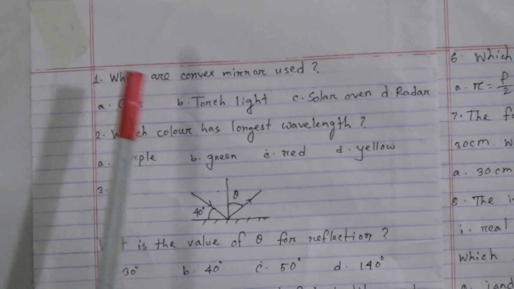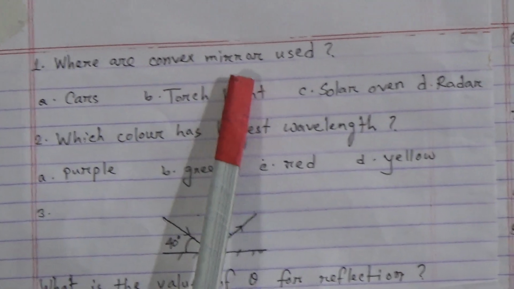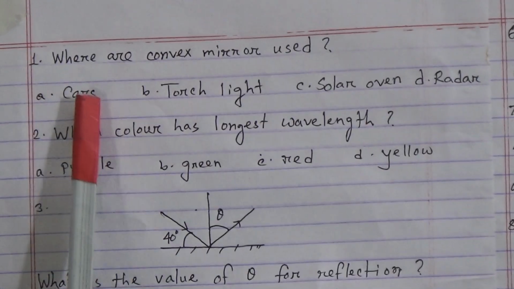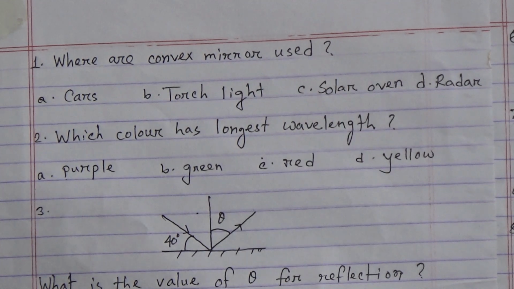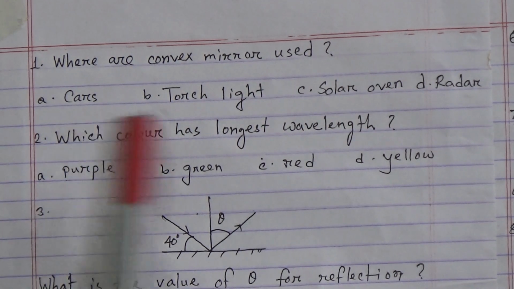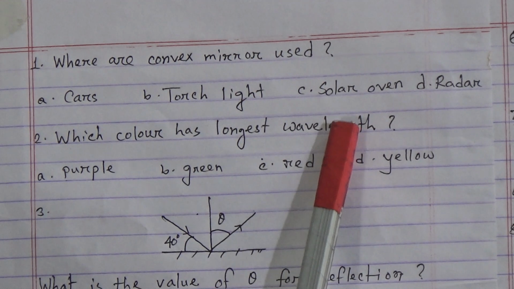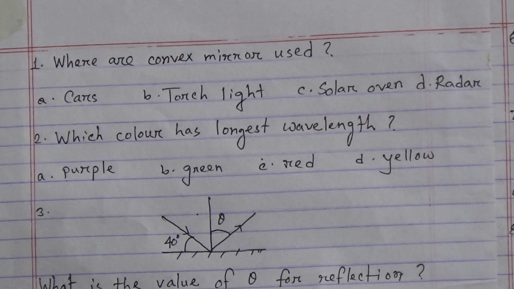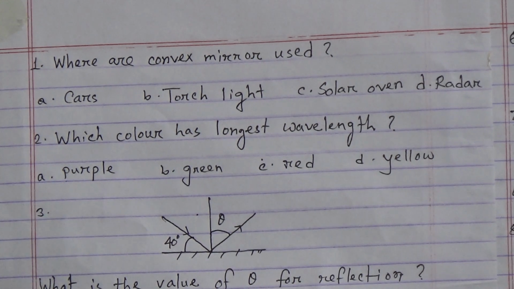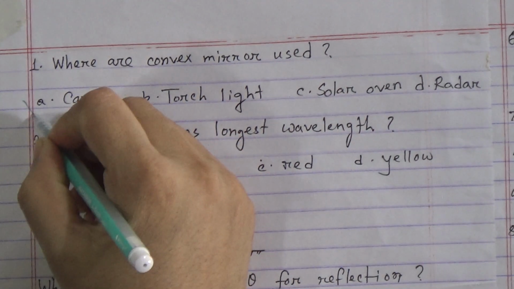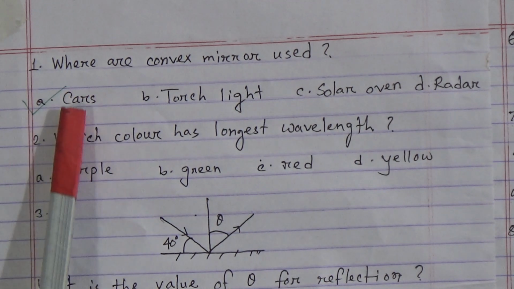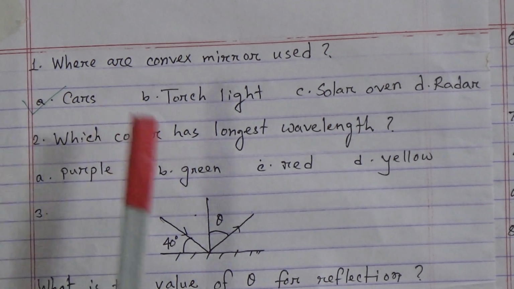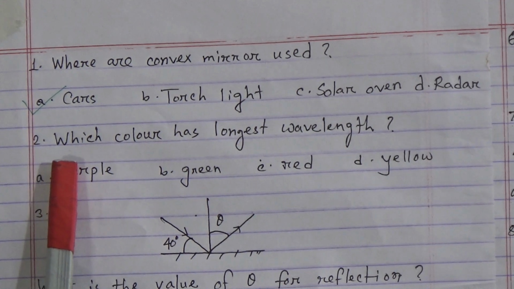Number 1, where are convex mirrors used? My dear students, first question is, where are convex mirrors used? Option A, cars, option B, torchlight, option C, solar oven, and option D, radar. My dear students, we know the convex mirror is used in cars. So option A will be the correct answer. So, put a tick mark on option A.